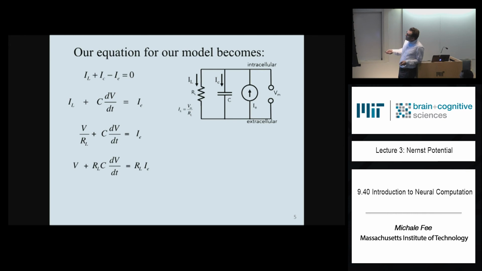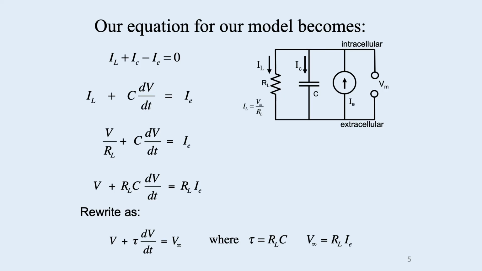We rewrote this a little bit by multiplying through by the leak resistance. And we rewrote this again, making a couple substitutions. We used tau in place of RC, so that becomes a time constant, and V infinity is this expression on the right, R leak times the injected current.